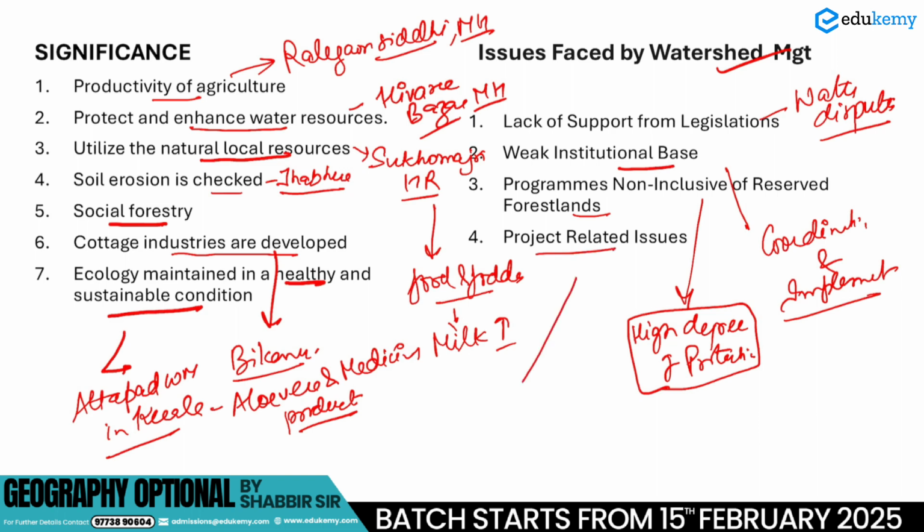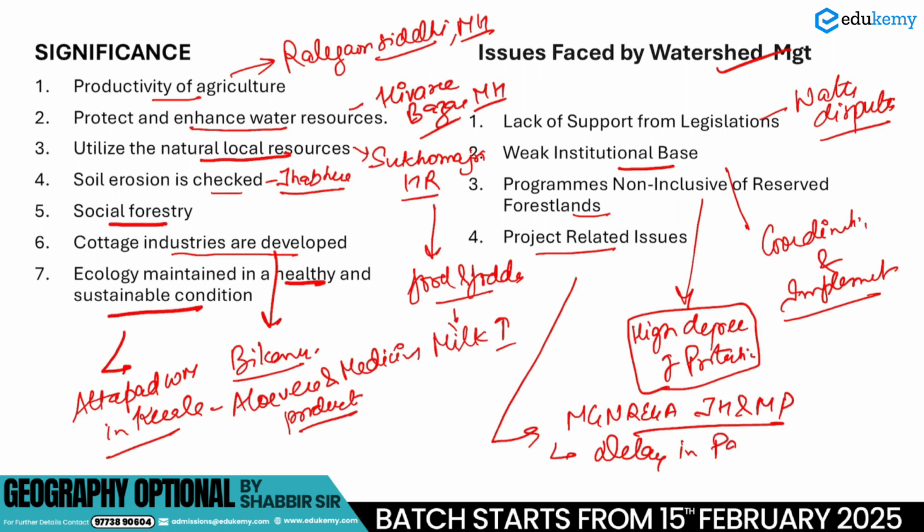Next is project related issues. Yes, a lot of watershed management projects have been constructed under Mahatma Gandhi NREGA, especially in the areas of Jharkhand and Madhya Pradesh. But you know, there is a lot of corruption and there is a delay in payment to workers. Plus, we don't have any skilled population available that can create these productive assets. So what is happening? A lot of projects are still languishing, still struggling, and they are being delayed.